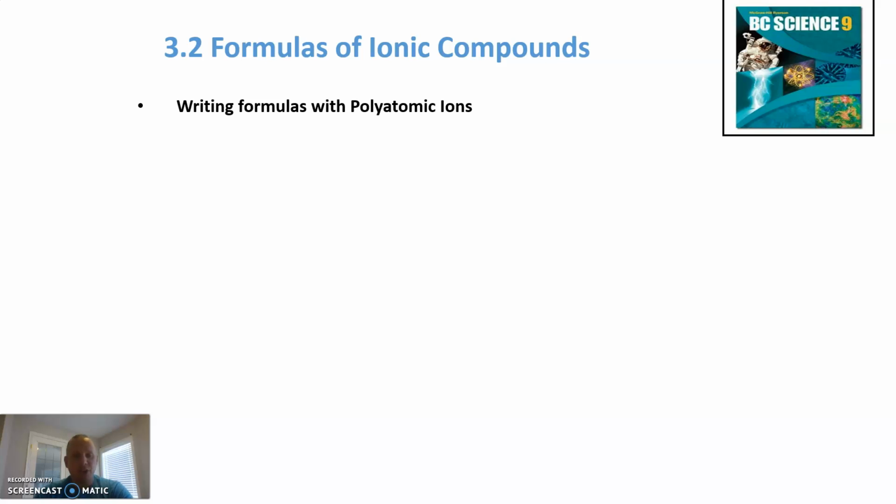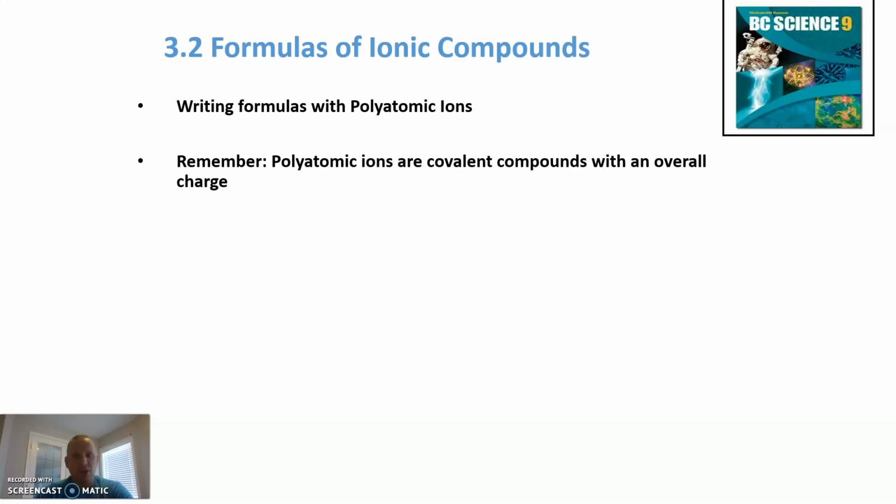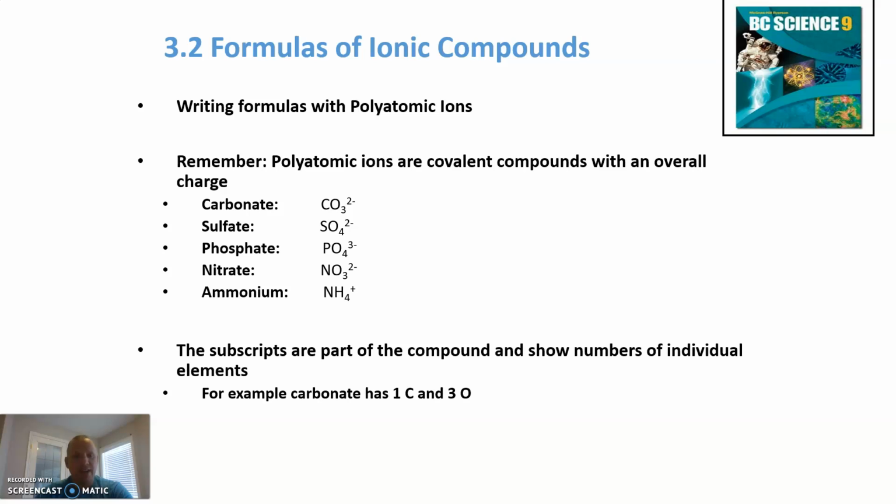Okay, and the last thing we're going to go over is how to write formulas with polyatomic ions. Remember, polyatomic ions are covalent compounds that have an overall charge. So carbonate, sulfate, phosphate, nitrate, ammonium. I'm going to show you a table of these on the next slide. You already have that table, but I'm going to show it to you again. Remember the subscripts, they're just part of the compound. So for carbonate, the subscript 3 just means that compound has 3 oxygens. But when we write the formulas, just like when we named them, treat them as one element.